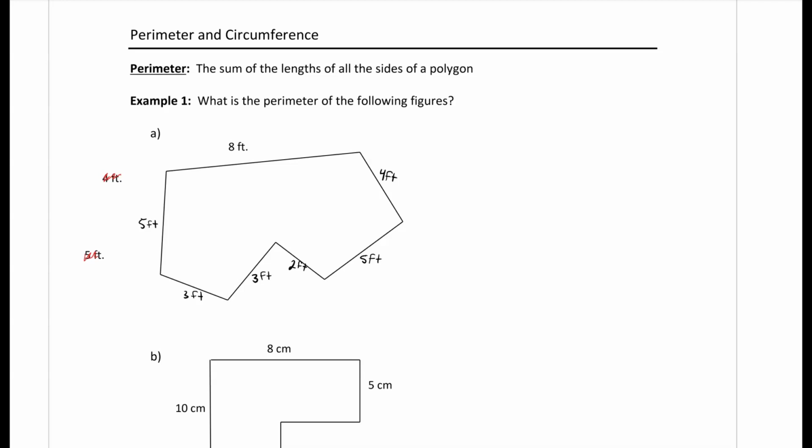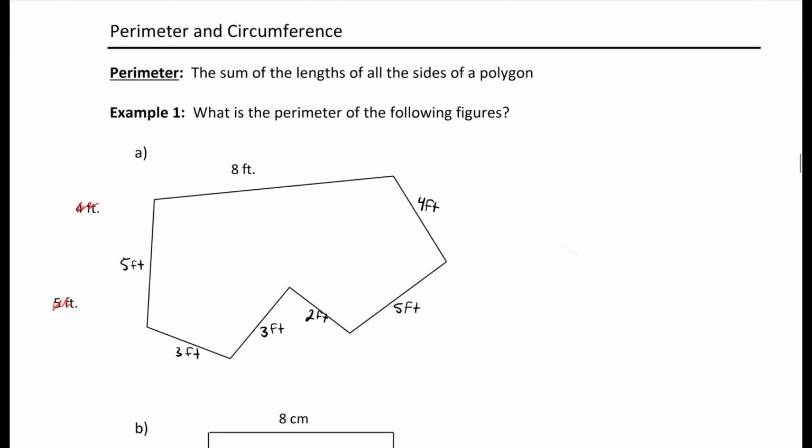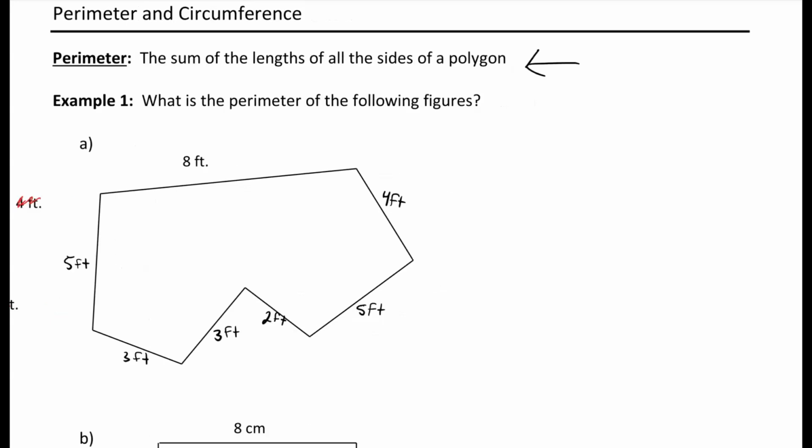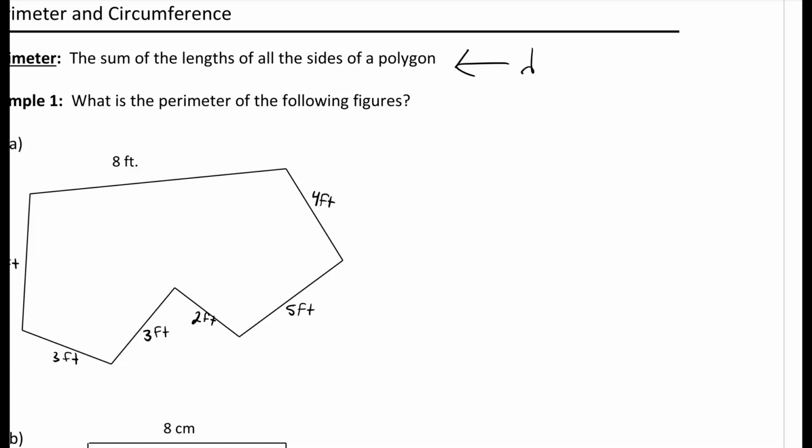Now we'll start off first with perimeter. As a reminder, in case you forgot what perimeter is, it is the sum of the lengths of all of the sides of a polygon. Now, what we're essentially looking at is the distance around. So the distance around the entire shape.